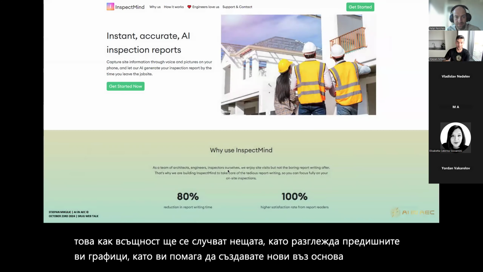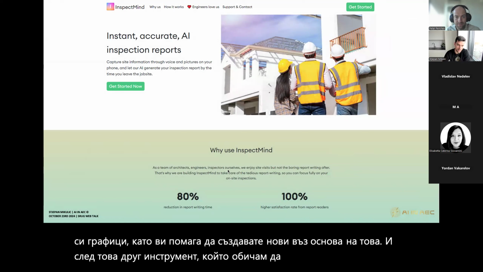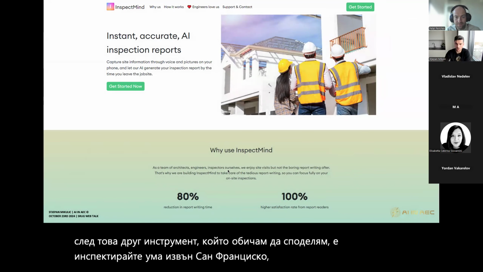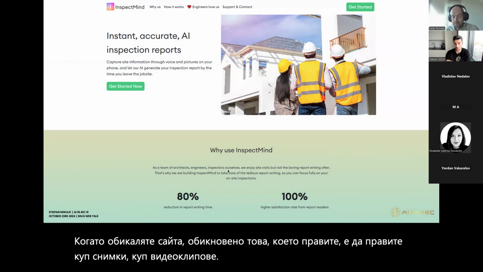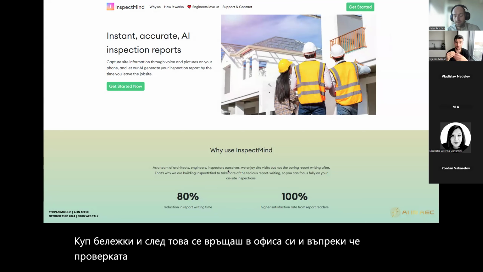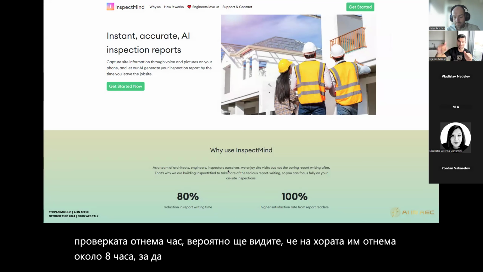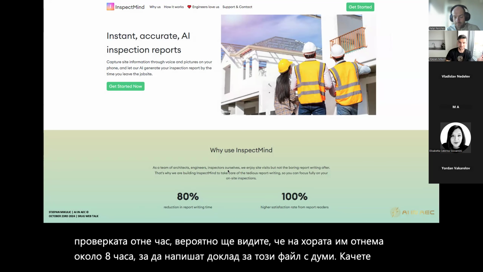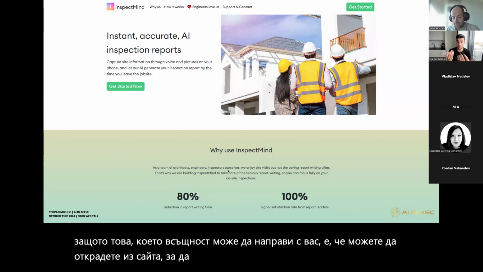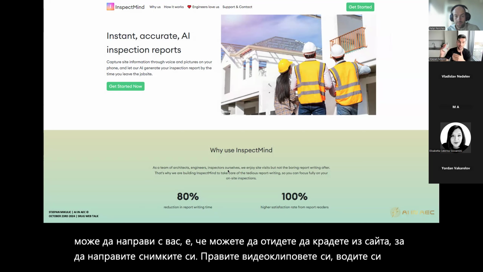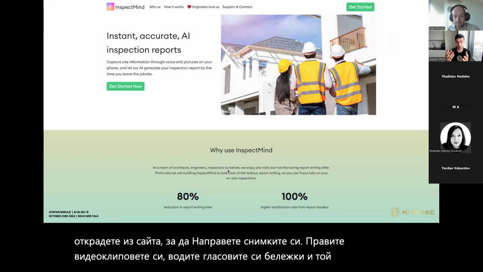And then another tool that I like sharing is InspectMind out of San Francisco, because for inspections, when you go around the site, usually what you do is you take a bunch of photos, a bunch of videos, a bunch of notes, and then you go back to your office. And even though the inspection took an hour, you will likely see people take like 8 hours to write a report in a Word file, upload these images, add text, and you're just wasting a lot of time. What InspectMind is able to do is that you still go around the site, you take your photos, your videos, your voice notes, and it creates a formatted report for you in around 15 minutes. So while you're driving back to the office, it's already done.